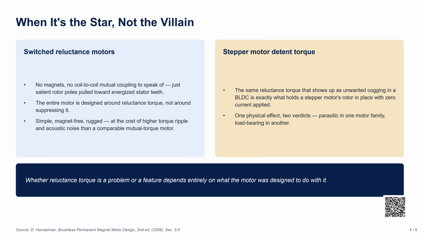Now take a stepper motor's detent torque, the force that holds its rotor in place with zero current applied. That's the exact same physical effect that shows up as unwanted cogging in a BLDC motor. One mechanism, two completely different verdicts. Parasitic in one motor family and absolutely load-bearing in another.